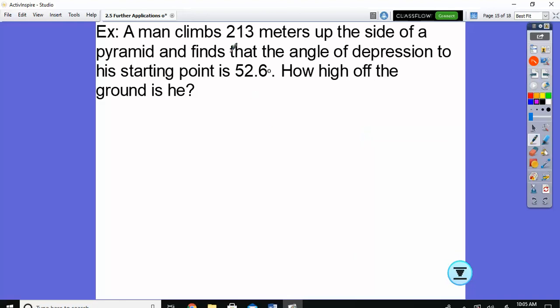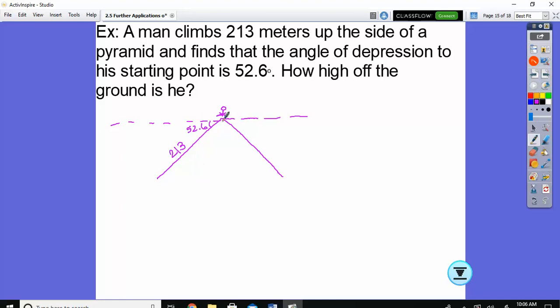Okay, so now we have a man climbing up a pyramid. So here's my pyramid. He climbs 213 meters up the side. So he's standing up at the top now. The angle of depression. If you're finding an angle of elevation or depression, what do you always have to have? A horizontal. So he's up here, so I need a horizontal where he's at. The angle of depression, so from this going down, is 52.6. How high off the ground is he?